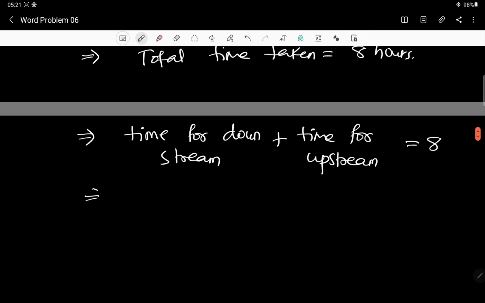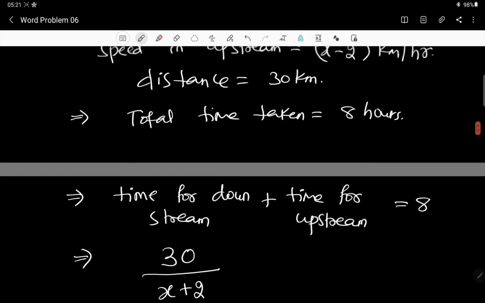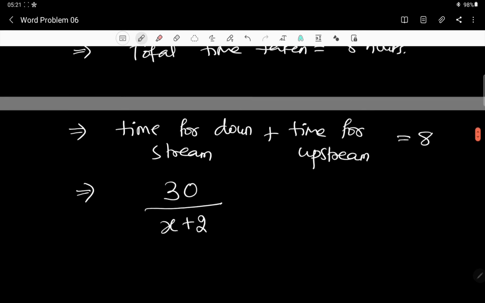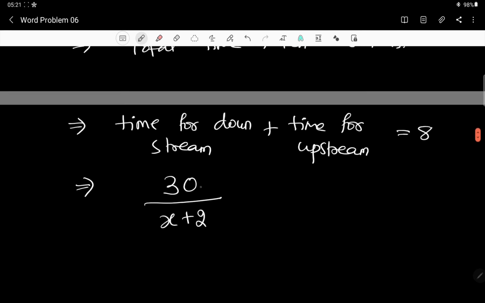Now what is the time for downstream? Tell me. In downstream, the distance is 30, and the speed is x plus 2, right? Total distance is 30, and while going downstream the speed is x plus 2. So time is distance divided by speed, plus the time for upstream: what is the distance? 30. What is the speed? x minus 2. And that is equal to 8.